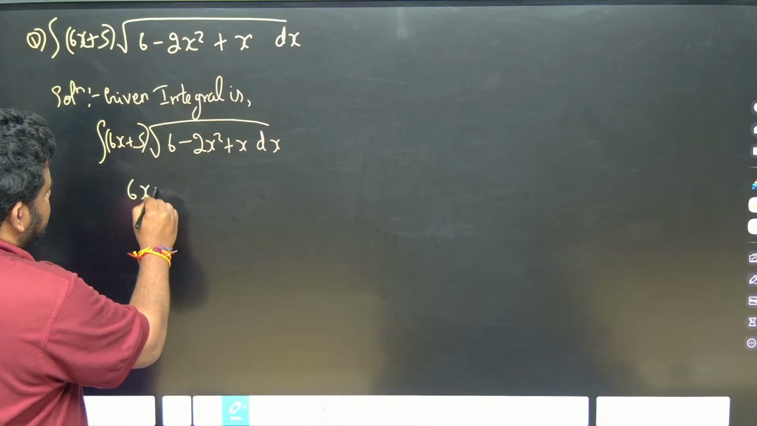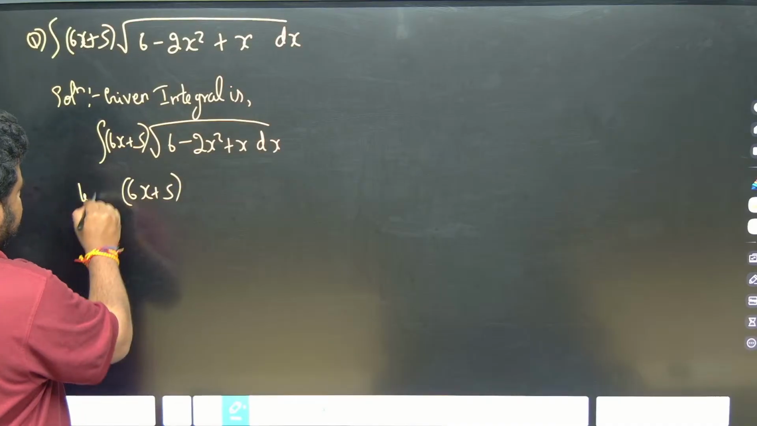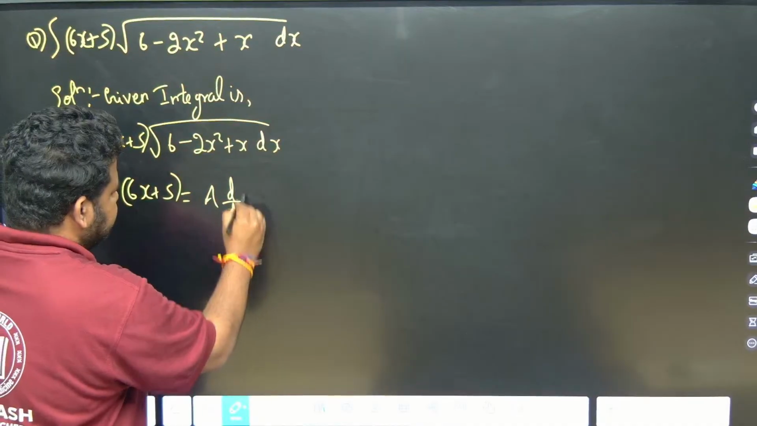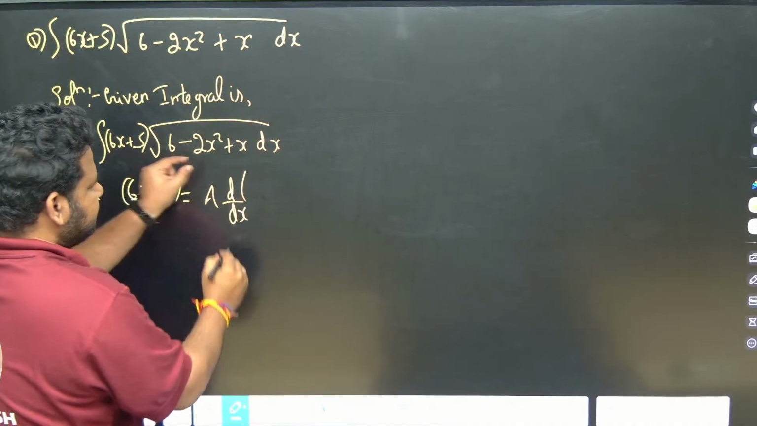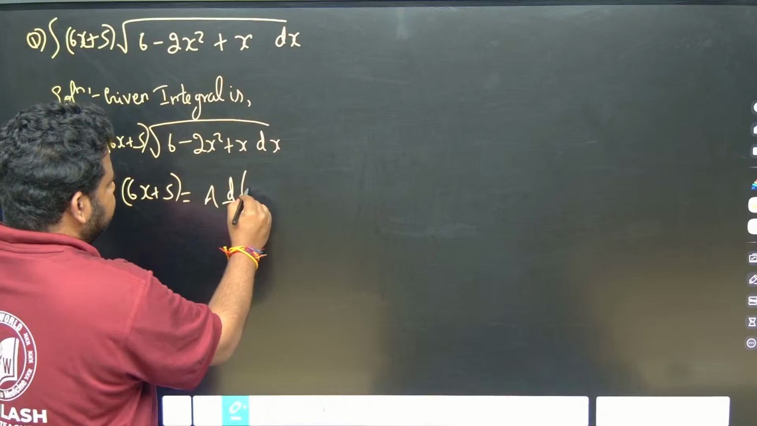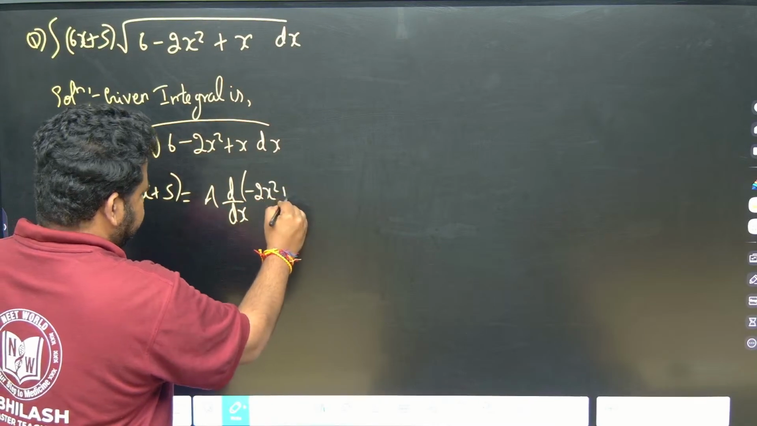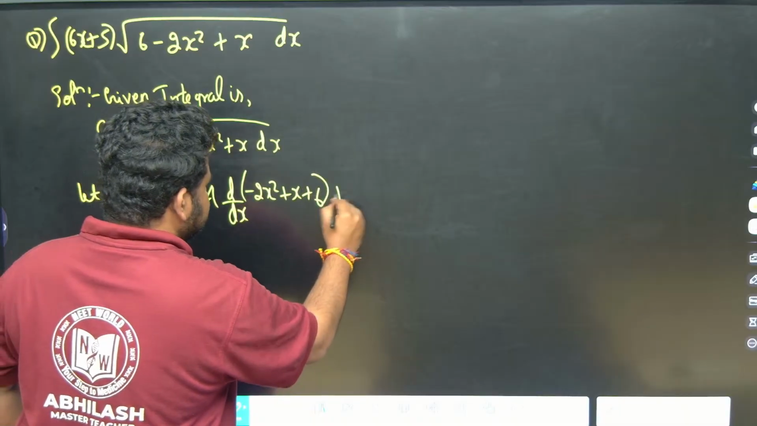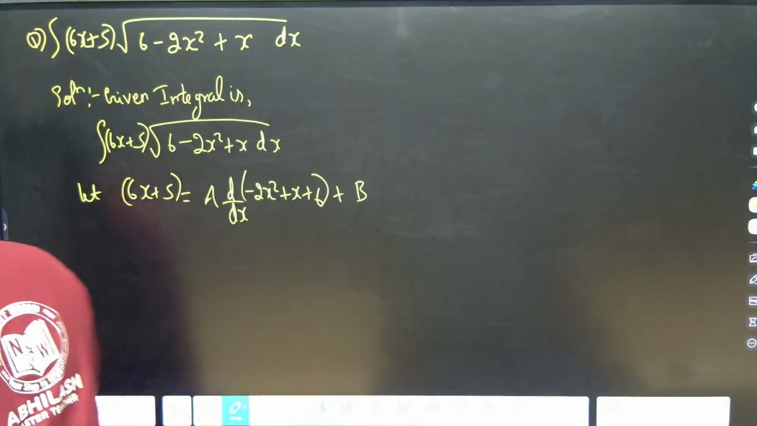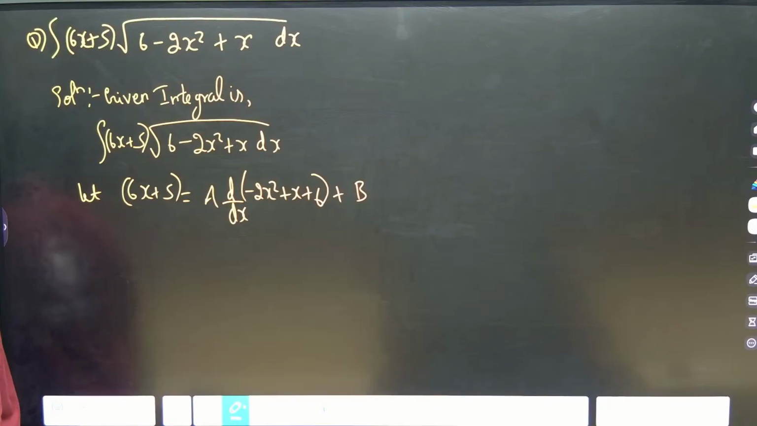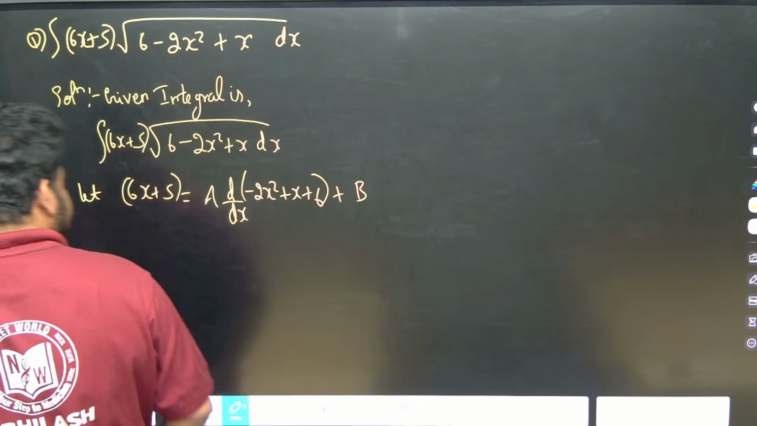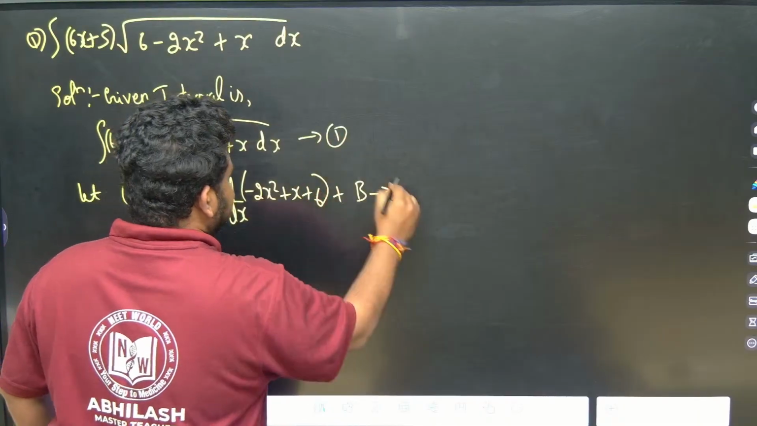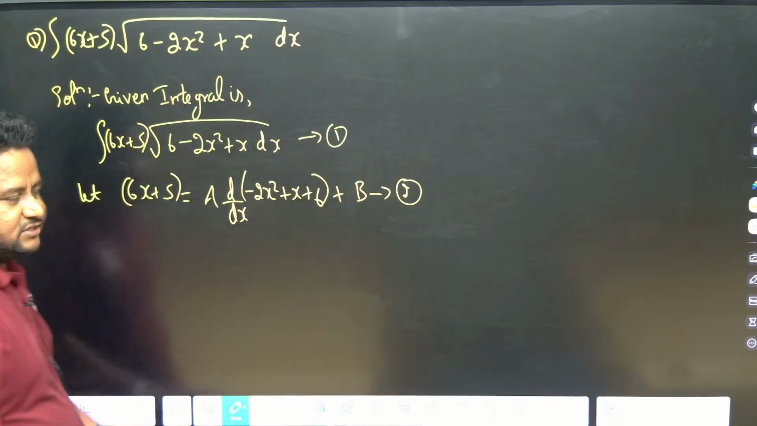Let 6x plus 5 be equal to a times d by dx of what we have, which is minus 2x square plus x plus 6, plus b. This is the thing we have to take. Now see here. Let us take this as equation. Let this be equation 1. Let this be equation 2.